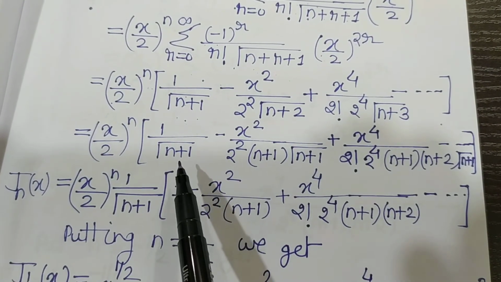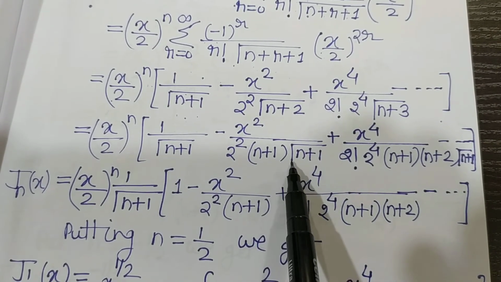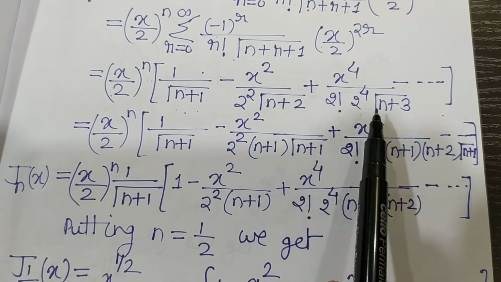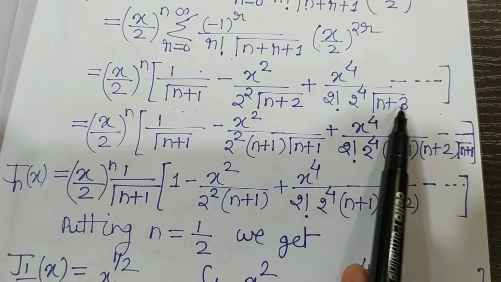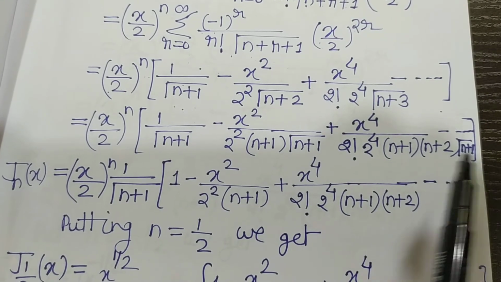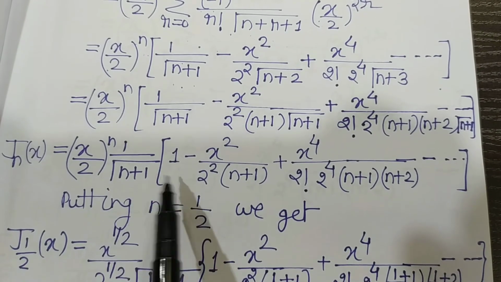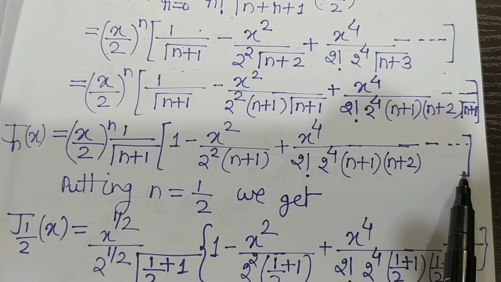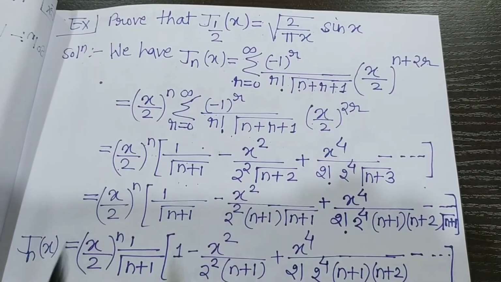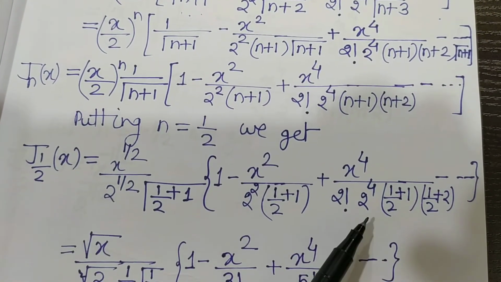Now, what we observe here, we can write gamma of n plus 2 as n plus 1 into gamma of n plus 1 by using the property of gamma function. Similarly, gamma of n plus 3 can be written as n plus 1, n plus 2 into gamma of n plus 1. We observe here that gamma of n plus 1 is common. Taking it common, writing the remaining term as it is. Now, as we wish to find J half of x, so now put n equal to half, n equal to half everywhere.